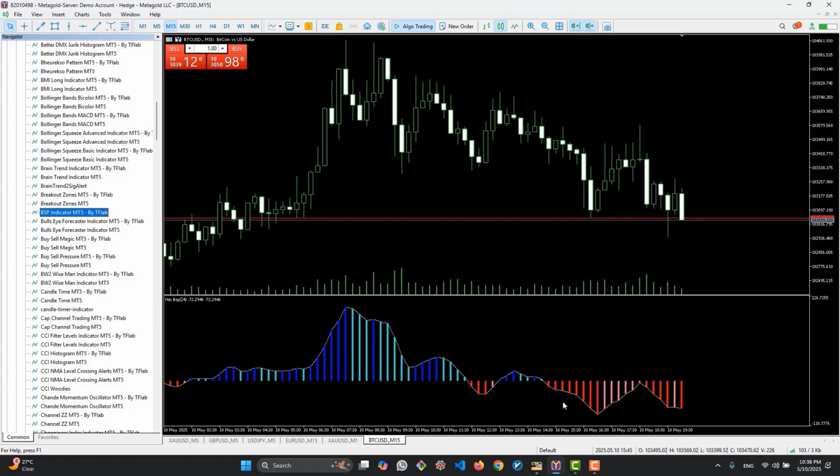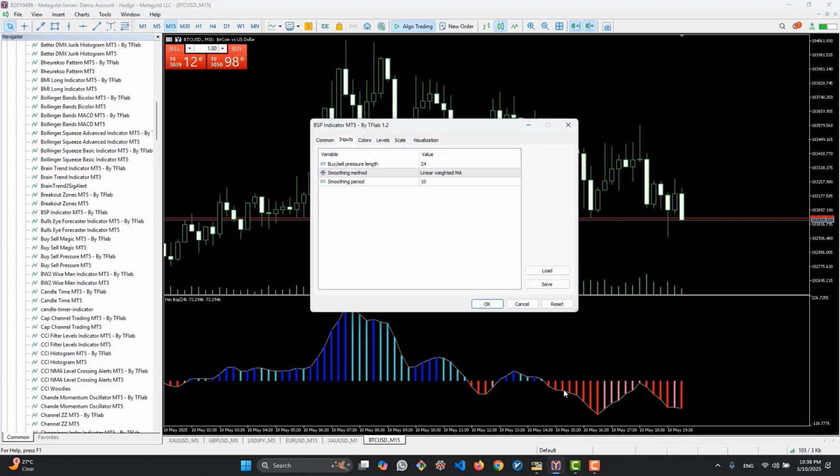Let's go over the settings of this indicator together. The first option in the settings is the calculation period of this indicator. The higher we set this value, the smoother the line will be, and we can filter out sudden changes. The next option is the calculation method of this indicator and the moving average it contains, which we can choose from among these options. And we can also specify the smoothing period of this indicator here.